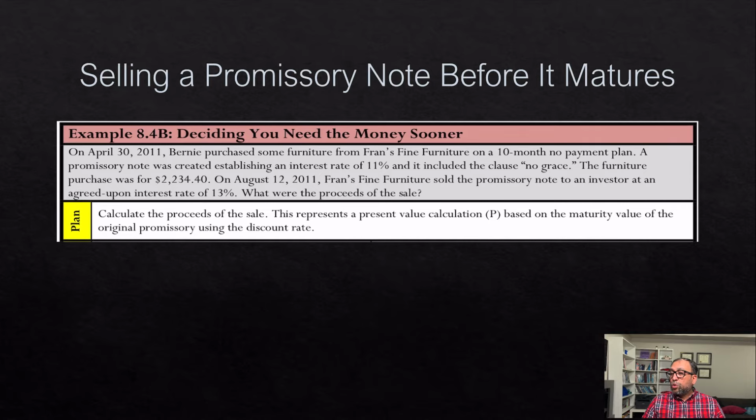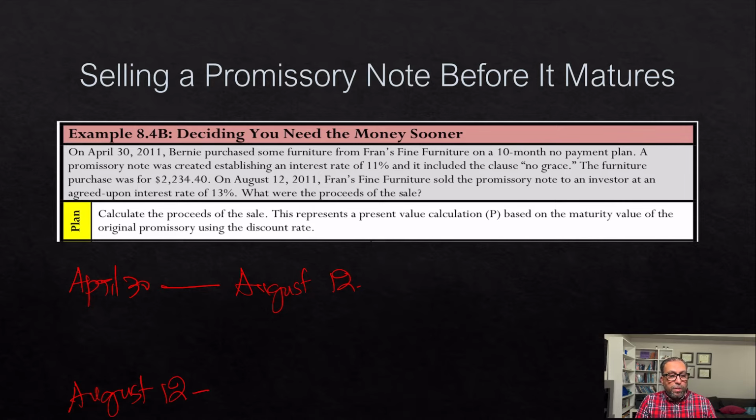Now, the important thing you have to remember in this case is there are 2 steps involved. One is that we have to calculate the number of days between 2 dates. First we calculate this, and then we will move on to the next. So we have to calculate the period from April 30th to August 12, and then we have to calculate the period from August 12 to the maturity date.